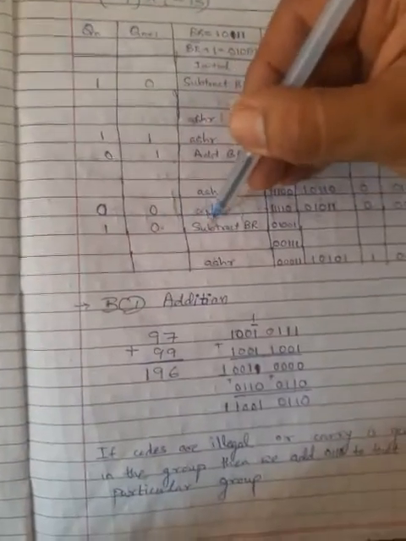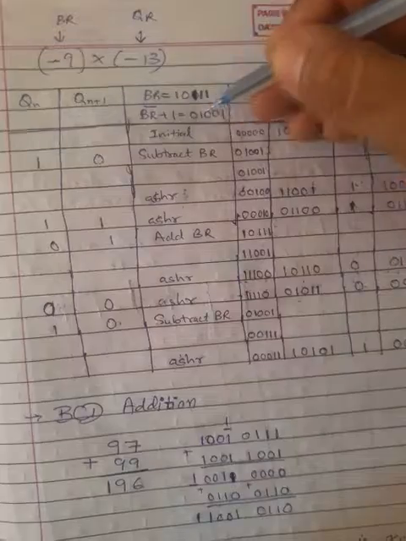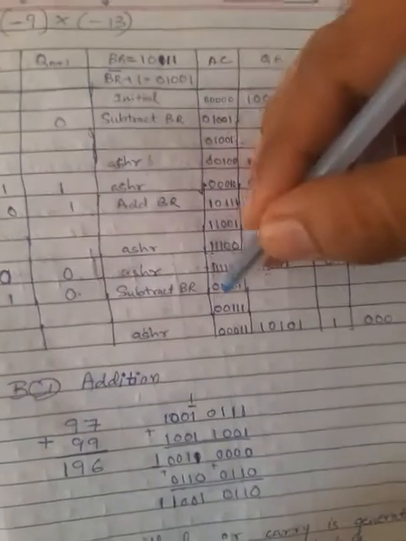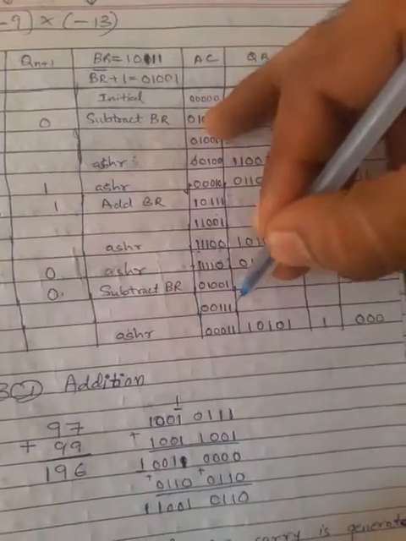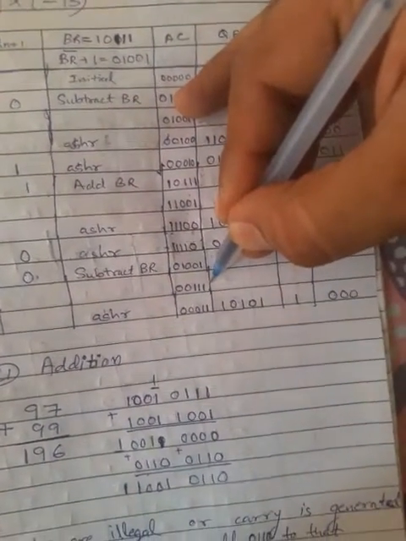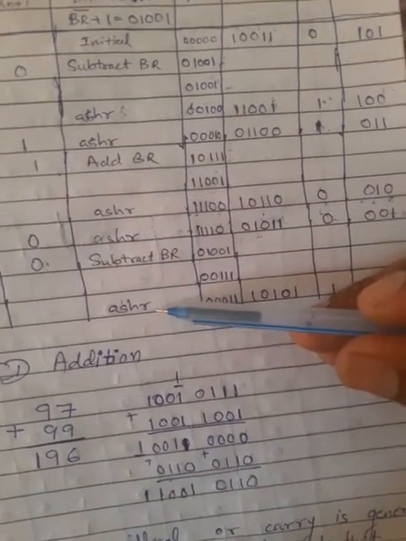And finally when it is 1 0, what we have to do is the subtraction. So we have to add this BR complement plus 1, that is 0 1 0 0 1. So 0 1 0 0 1 will be added to this number, and finally we will get this number 0 0 1 1 1, and finally ASHR will be done.